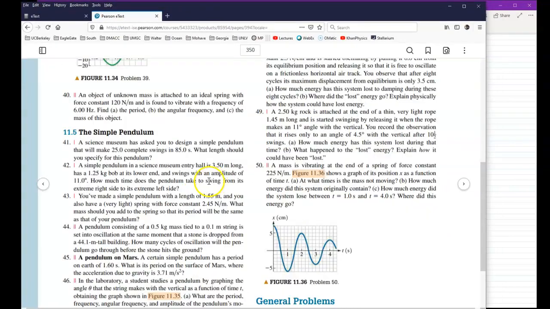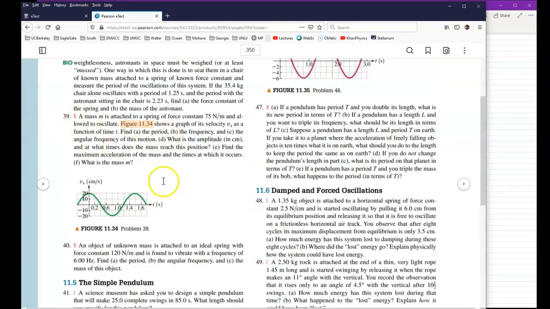Right here. There's another one here. I didn't assign, did I? 39. I don't think I assigned it.